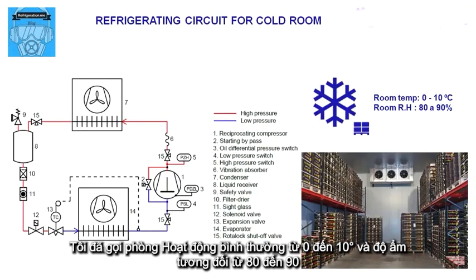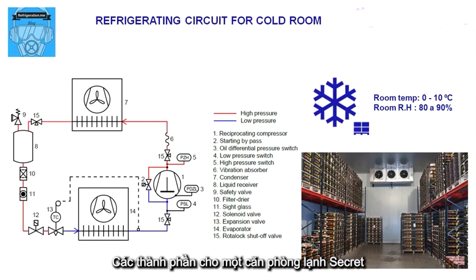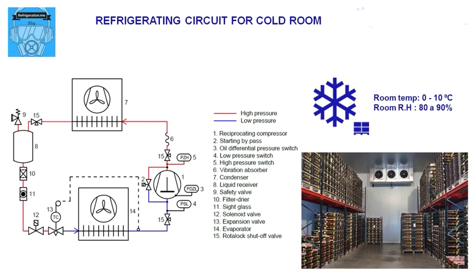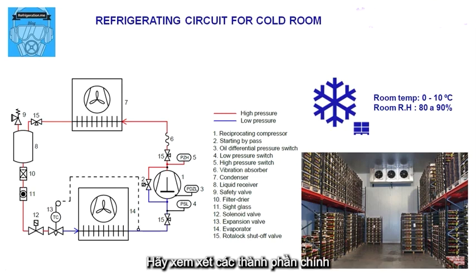A cold room works normally between 0 to 10 degrees and relative humidity from 80 to 90%, always positive temperature. In this scheme we can see the components for a cold room circuit represented by their normalized symbols we use here in Spain. In red color we have the high pressure line, and in blue color we have the low pressure line. Let's review the main components.